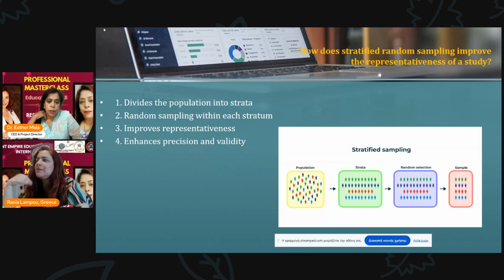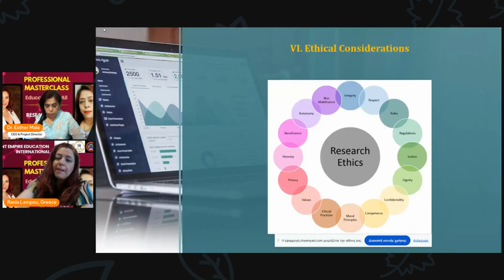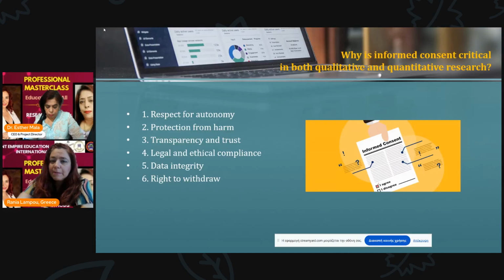It enhances precision and validity by controlling for variation between strata. Estimates of population parameters like means or proportions tend to be more accurate. So this increases, like we said, statistical efficiency, often requiring a smaller sample size to achieve the same level of precision. Stratified random sampling ensures that key population segments are proportionally represented, reducing bias and improving the accuracy and generalizability of the study's findings. So, in the previous sessions, we have mentioned some important ethical considerations in research.